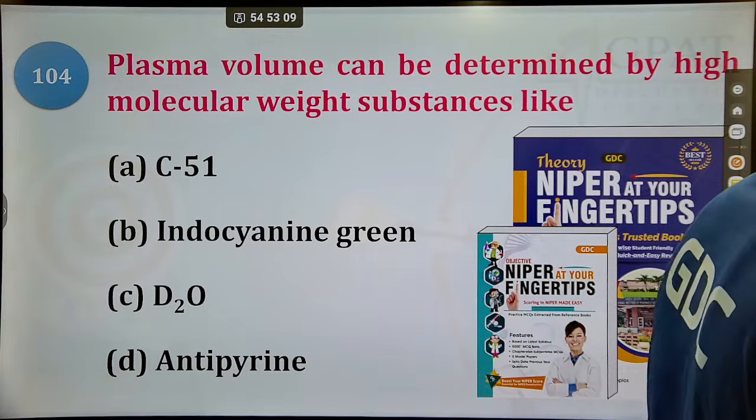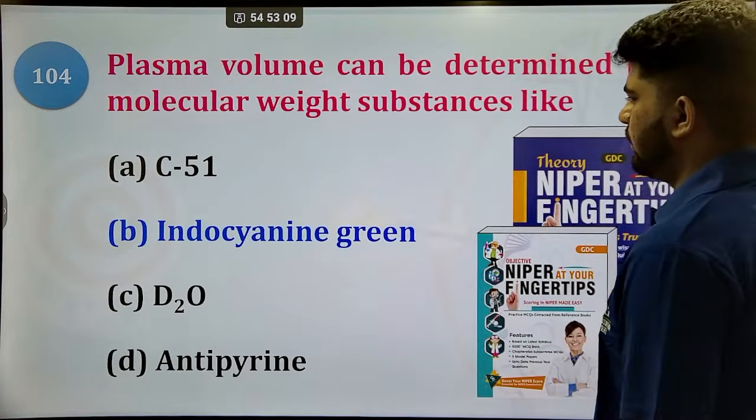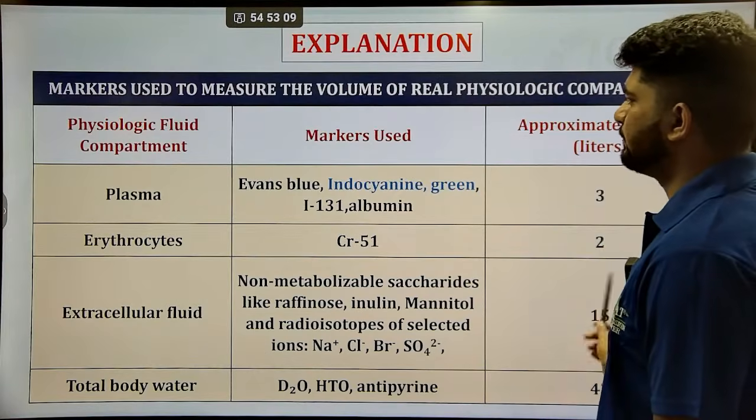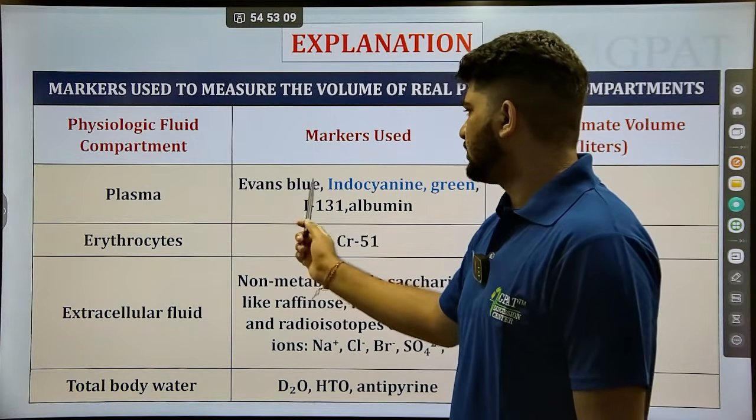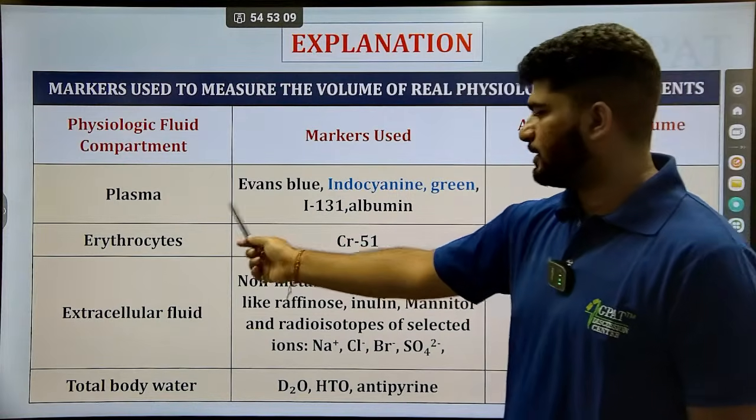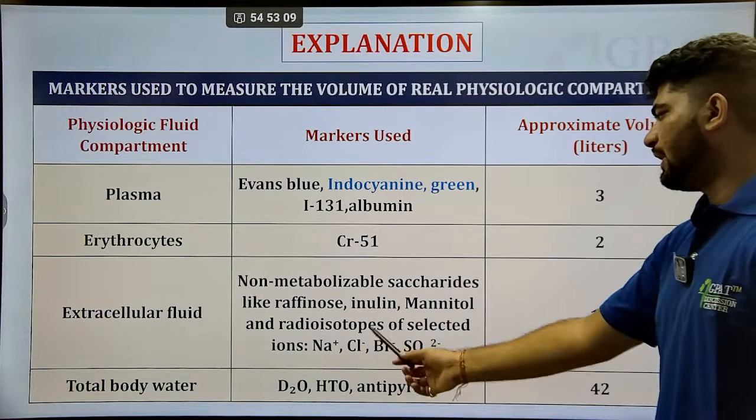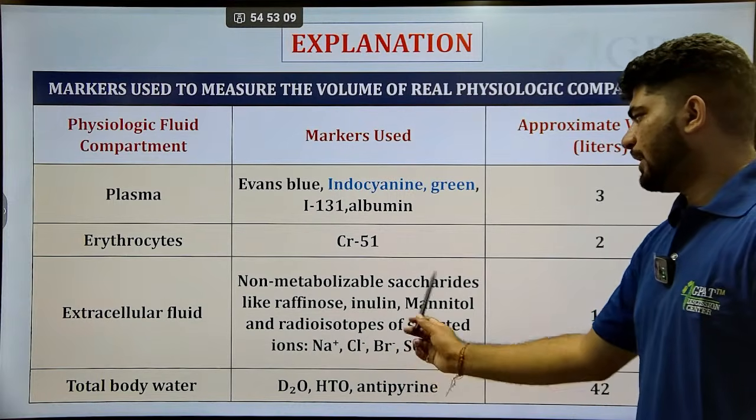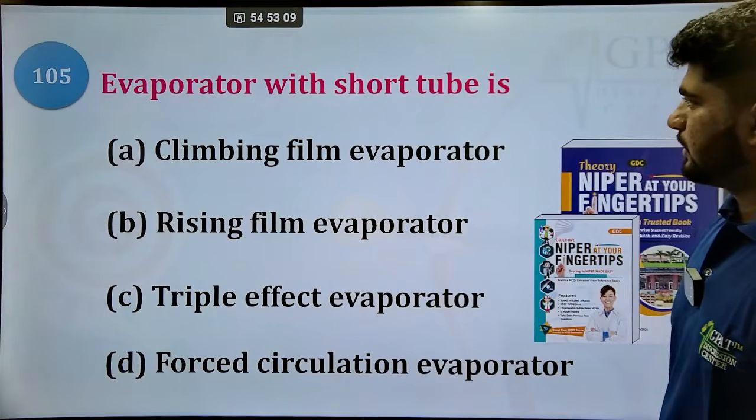What's the correct answer over here? That is nothing but your indocyanine green. Okay, so this is also important. Plasma: Evans blue, indocyanine green, and iodine-131 as well as albumin. Erythrocyte: Cr51. Extracellular, these are your radioisotopes: mannitol, inulin, raffinose. Total body water: deuterium oxide.